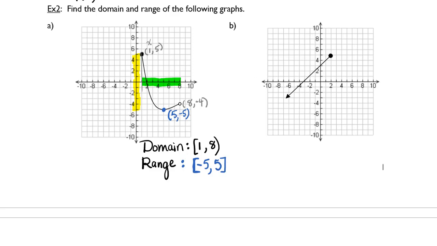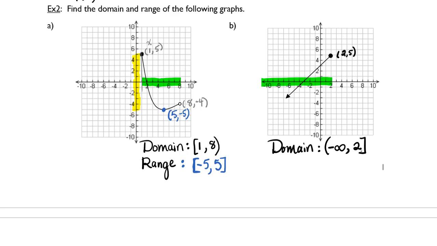Looking at B, we'll do the same thing. Anything to the left of 2, including 2, because there is a starting point, a closed dot at 2, 5. We can include 2, and anything to the left of 2. So for my domain values, I have -infinity to 2, including 2.